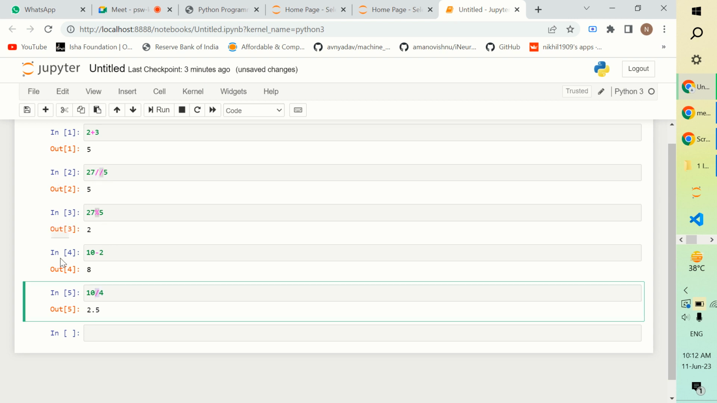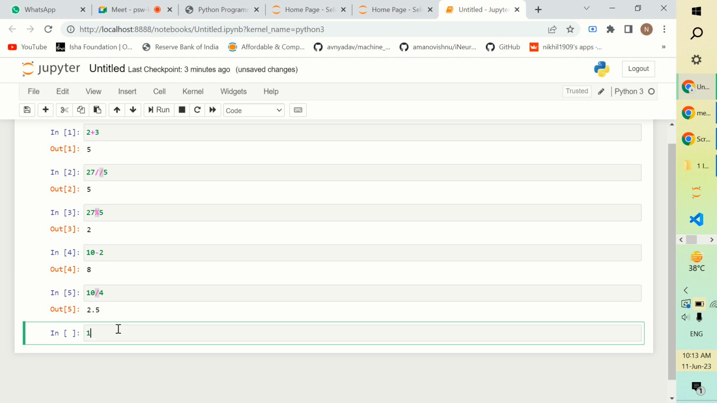Okay, so on dividing 10 by 4, we'll get 2.5. But if I divide 10 integer division 4, then I'll just get 2. Okay, so this is the difference. When you use integer division, it will just give the quotient, but when you use plain division, floating point division, you'll get the whole decimal thing.